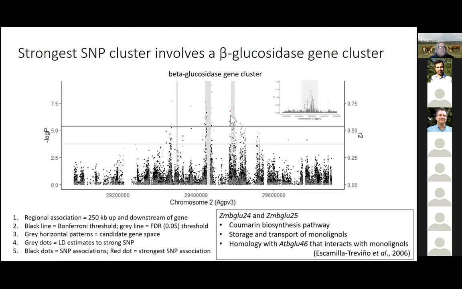But they are beta-glucosidase genes labeled 24 and labeled 25. They're in the coumarin biosynthesis pathway, which is downstream of the phenylpropanoid pathway. They're involved in storage and transport of monolignals, and these 2 genes have homology with an Arabidopsis beta-glucosidase gene that interacts with monolignals. So this actually shows that there is some storage and transport issue with monolignals, and this is one of the strongest gene clusters that we have, providing about 15% of the variation.